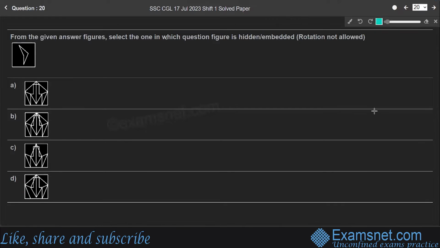Question 20. From the given answer figures, select the one in which the question figure is hidden or embedded. Rotation is not allowed. So here is the question figure, right? So this question figure is embedded in... So look at option B. So option B, which I am showing now. So the given figure is embedded here in option B, right? Which is completely embedded here. Therefore, option B is the right answer.